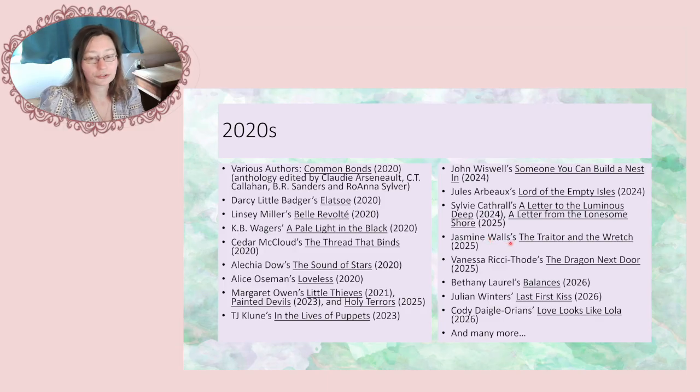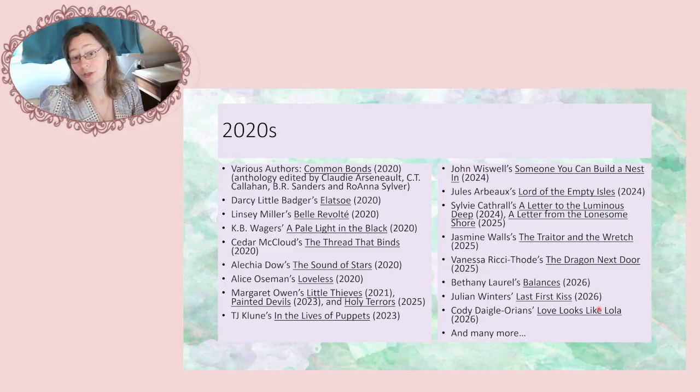I keep thinking it's The Traitor and the Wrench, and it's not. I don't know why my brain does that. It's Vanessa Ricci Tho's The Dragon Next Door, Bethany Laurel's Balances, Julian Wills' Lost First Kiss, and Cody Digel Orience's Love Looks Like Lola, and many, many, many more.